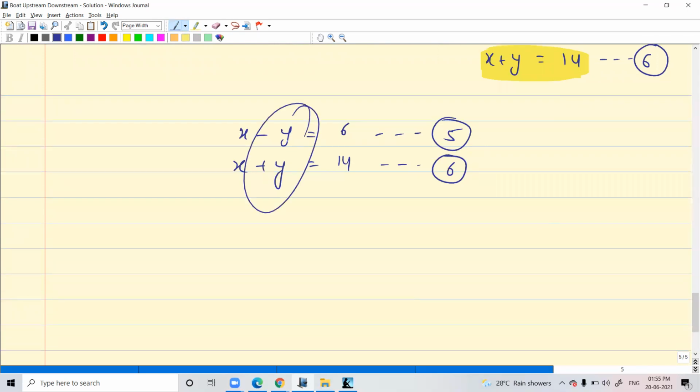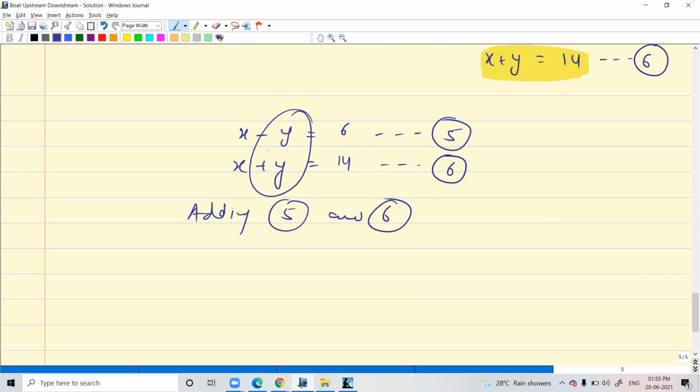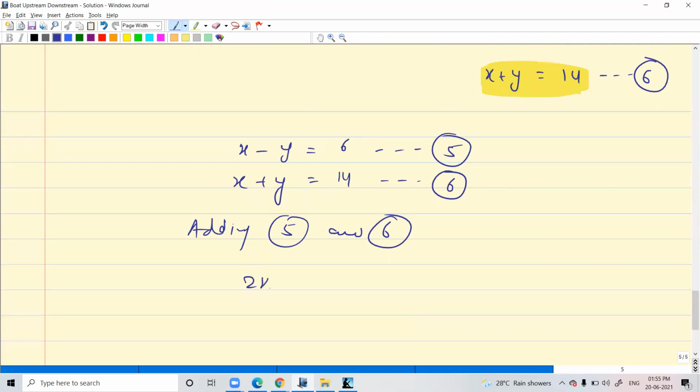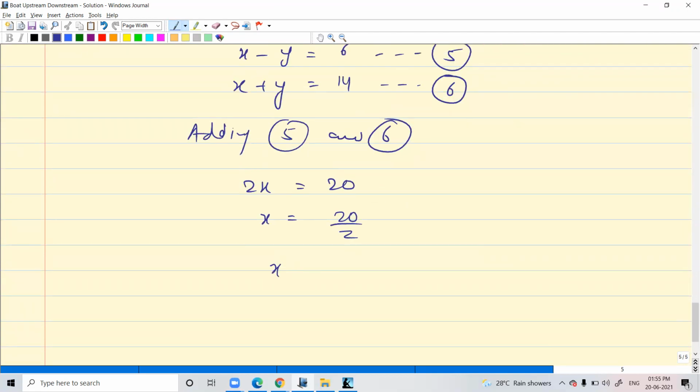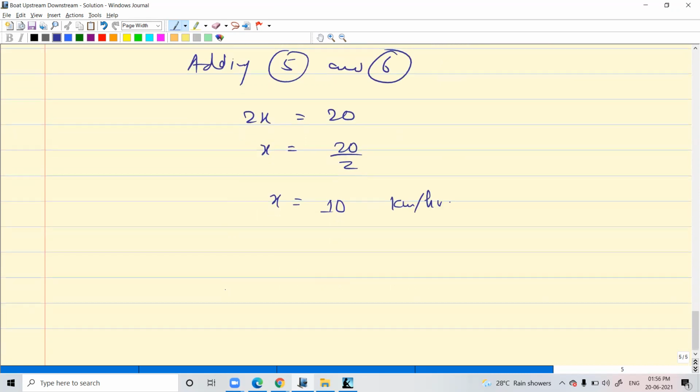Okay. So you see minus y plus y will get eliminated easily. So just adding equation 5 and 6, these two become 0. x plus x becomes 2x. And 14 plus 6 becomes 20. So x is equal to 20 by 2. That means x is equal to 10. Now remember, what was this x? x was the speed of the boat in still water. So this was speed, right? So we'll write it as kilometers per hour, 10 kilometers per hour.